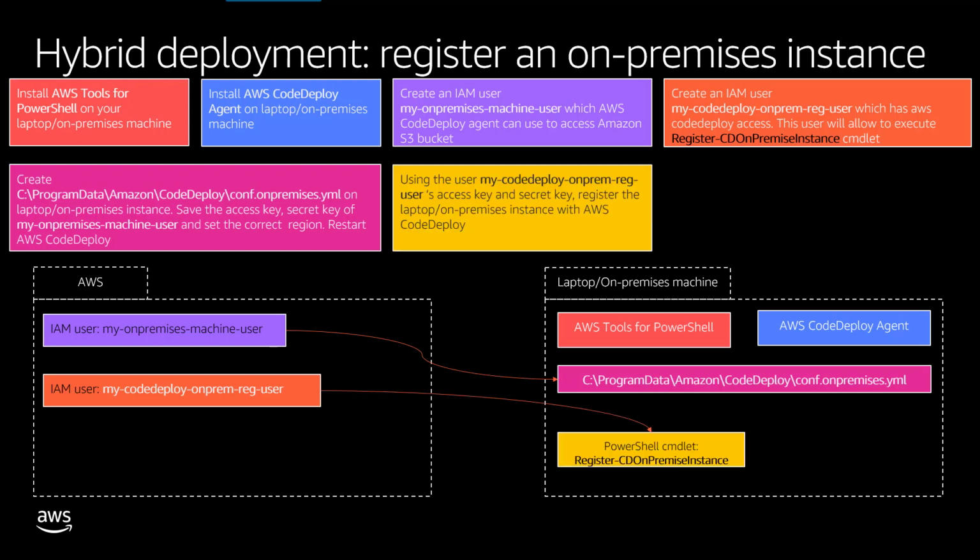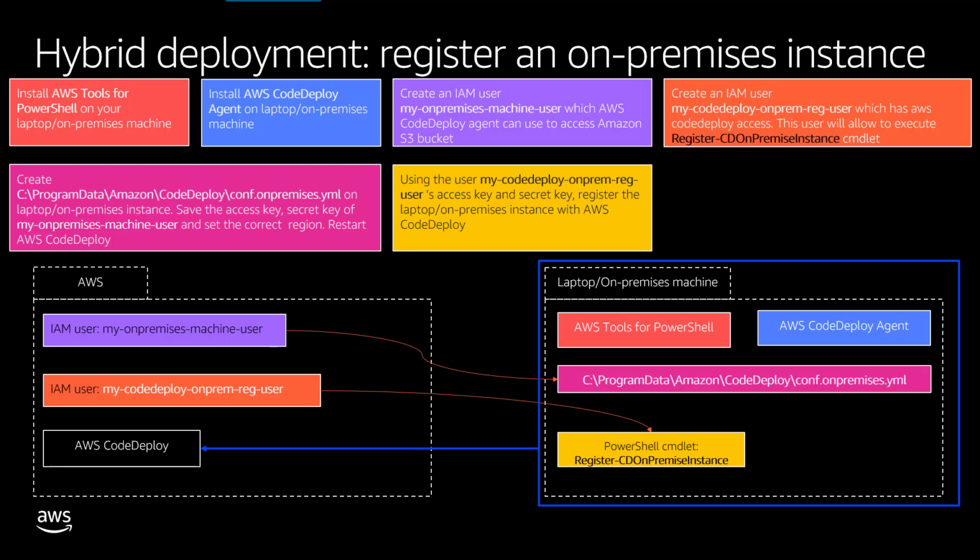Then you are going to use a special PowerShell command called Register-CDOnPremisesInstance. We are going to execute this PowerShell command in the context of My CodeDeploy On-Prem Reg User, which has access to AWS CodeDeploy. From the time that you execute this command, it's going to register your on-premise instance or your laptop with AWS CodeDeploy with a special name.